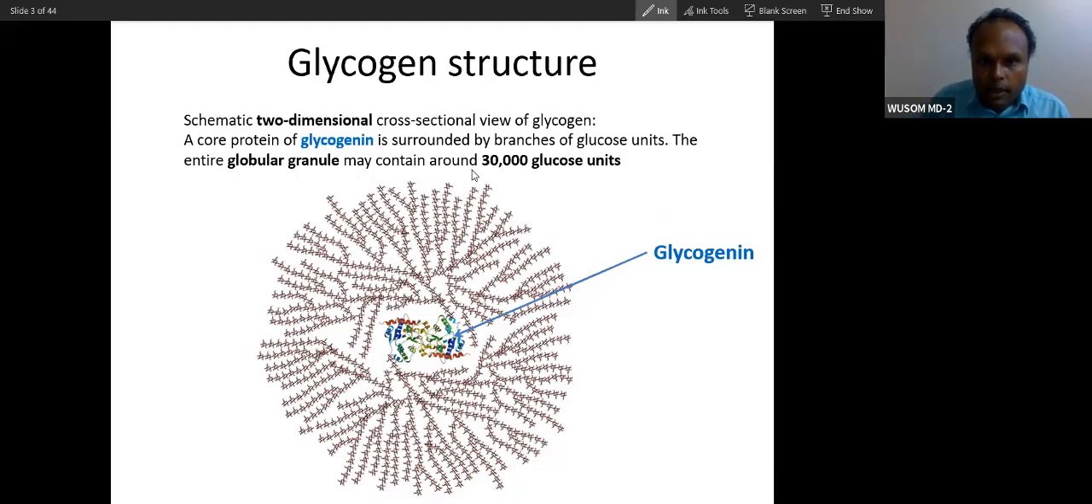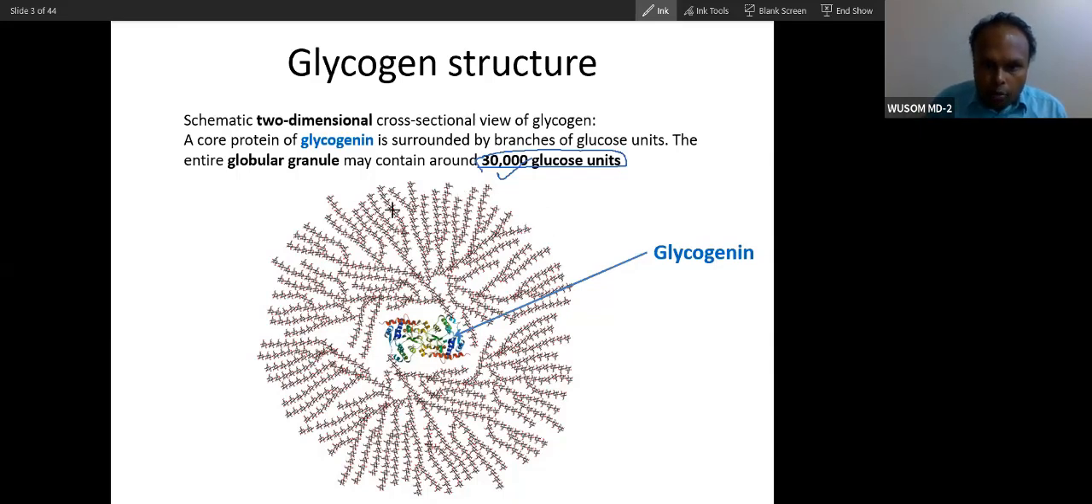And you can see from the structure, one glycogen is made up of a few thousand, about 30,000 glucose molecules. So thousands of glucose molecules will form a glycogen. What is the function of this glycogen?